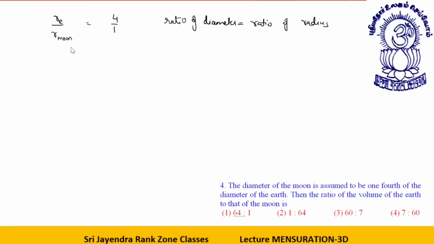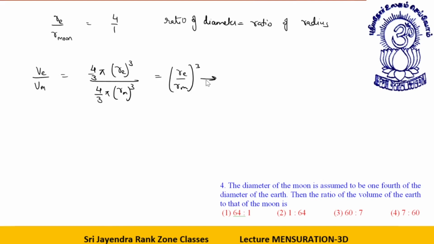Then the ratio of volume of earth upon volume of moon will be 4 by 3 pi re cube upon 4 by 3 pi rm cube. Finally you are left with re by rm cube. Re by rm is 4 by 1 cube, that is 64 is to 1. Option number 1 is your answer. Clear dear students?